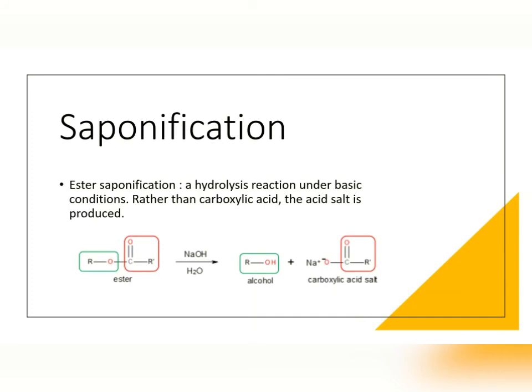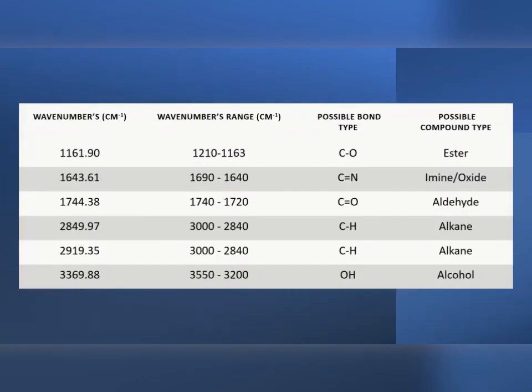This preparation of soap is called the saponification process, where ester saponification is a hydrolysis reaction under basic condition. Rather than carboxylic acid, the acid salt is produced. Thus, we can conclude that the compound present is carboxylic acid salt, as shown in the diagram. From this, we can conclude that the objective of the experiment has been achieved successfully.